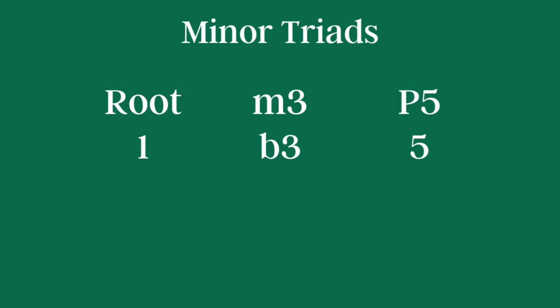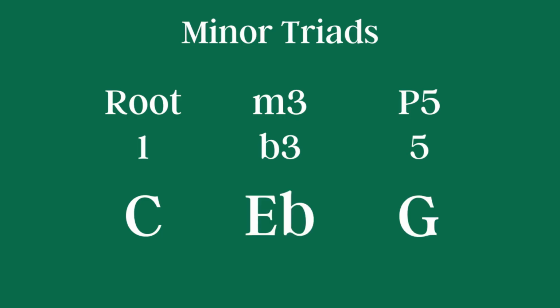That makes my formula root, minor third, perfect fifth. Or if we're using numbers, 1, flat 3, 5. Let's do this again, starting with C. My root is C, my minor third is E flat, and my perfect fifth is G. This gives me the C minor triad. C, E flat, G.